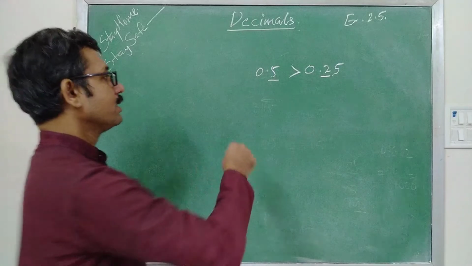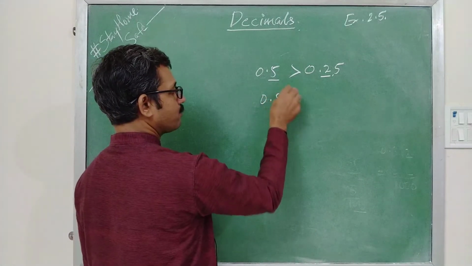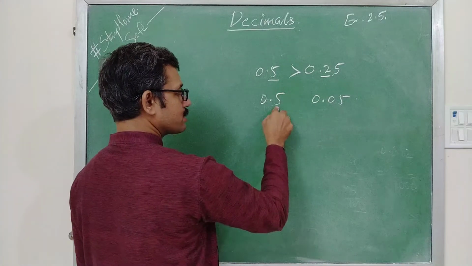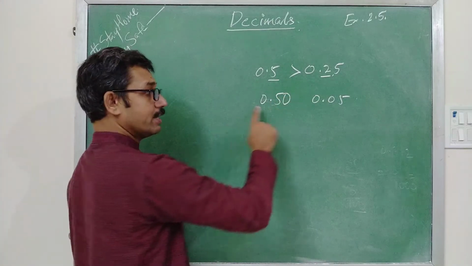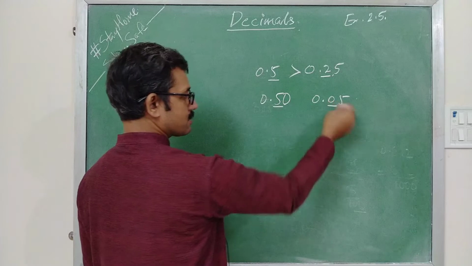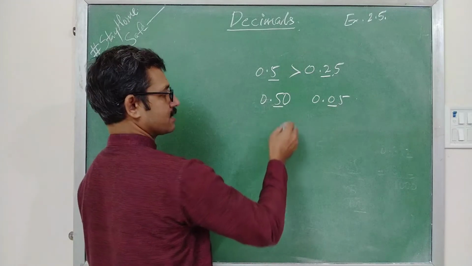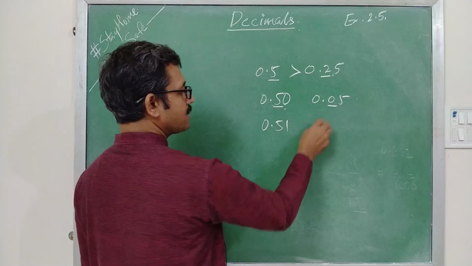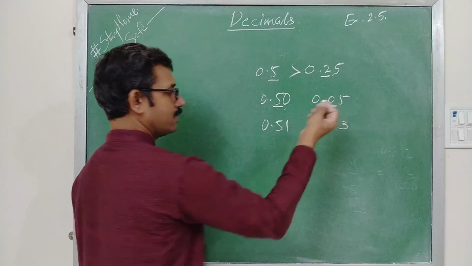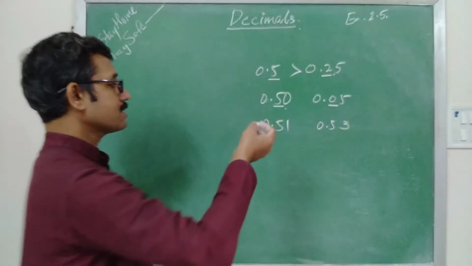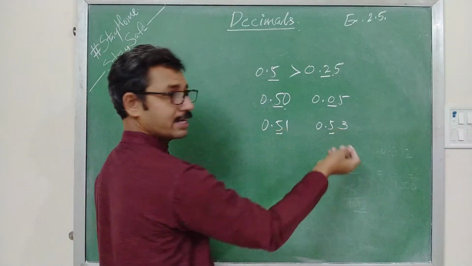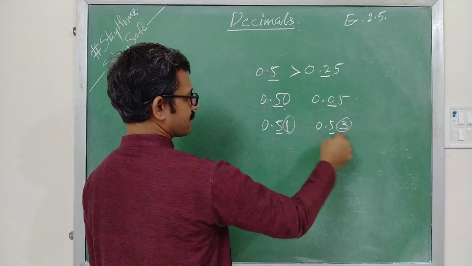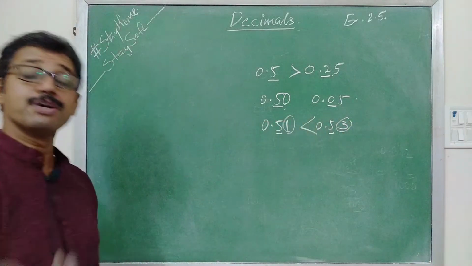Understand? Now it is 0.5 and 0.05. You know that 0.5 has only one decimal place, so you can put one more 0. Now first compare this. Whichever is greater is greater. Now the other one is 0.51 and 0.53. Which is greater? Here the 5 and 5 are the same. Then you have to go to the next digit, here 3. Which is greater? 3 is greater, so that is greater. Like that you have to compare it.